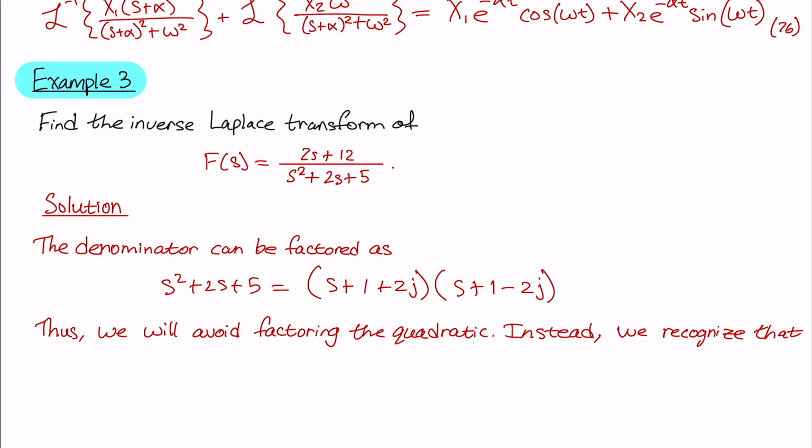We're going to recognize that we can rewrite s squared plus 2s plus 5 as s plus 1, that quantity squared, plus 2 squared, such that in this case we have alpha equal to 1, omega equal to 2.